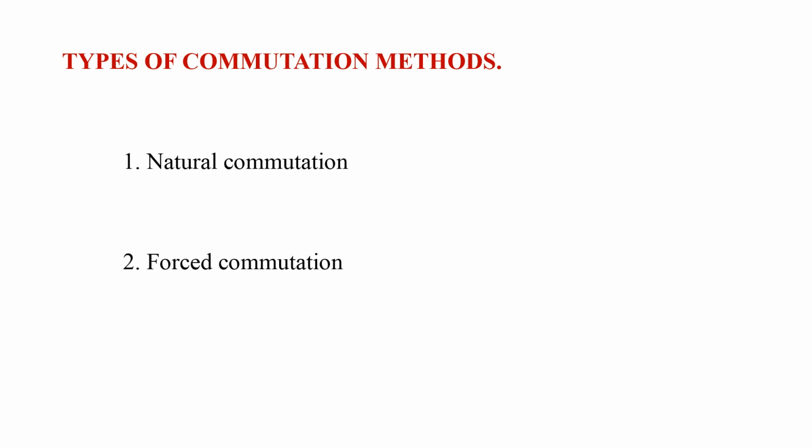Coming to types of commutation methods, commutation methods are mainly classified into two types. The first one is natural commutation and the second one is forced commutation. Now we are going to discuss these methods in detail.